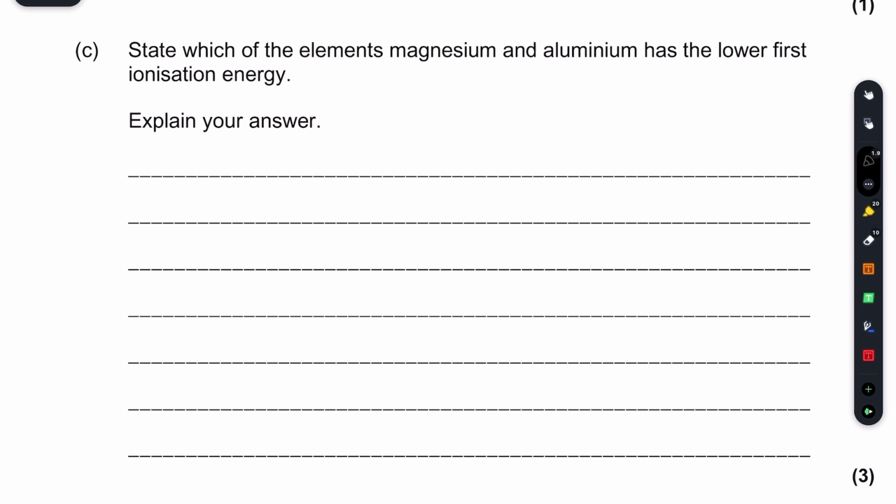So less energy is required to overcome the weaker electrostatic forces of attraction between the nucleus and aluminium's outermost electron than those between magnesium's outermost electron and its nucleus.